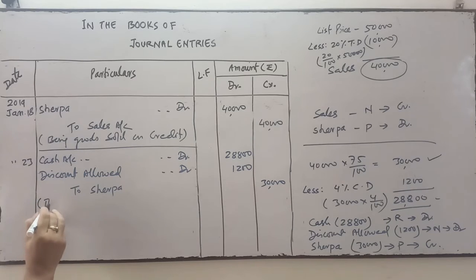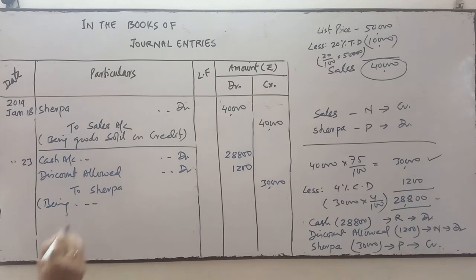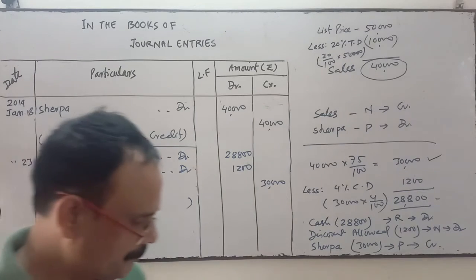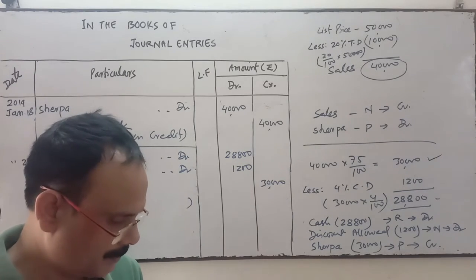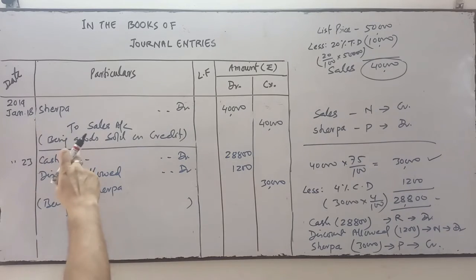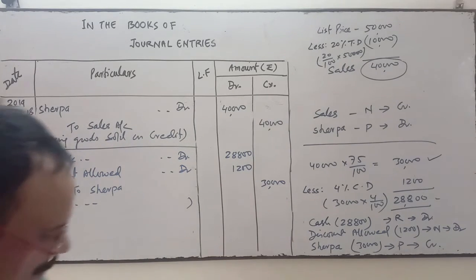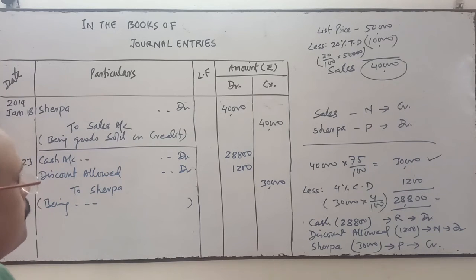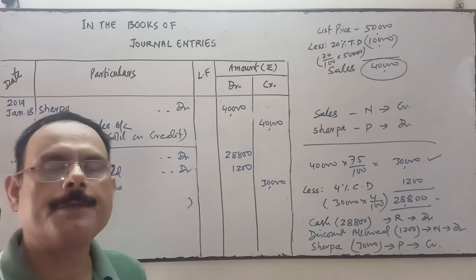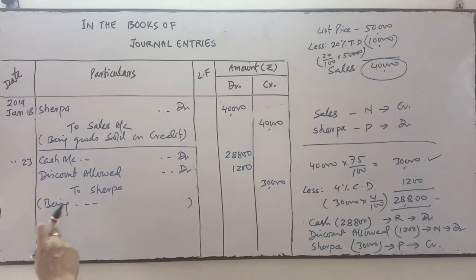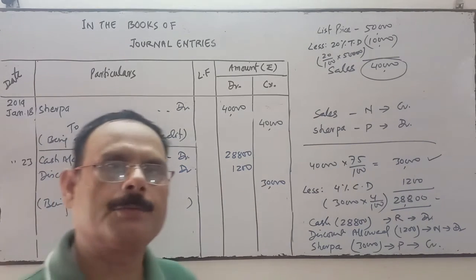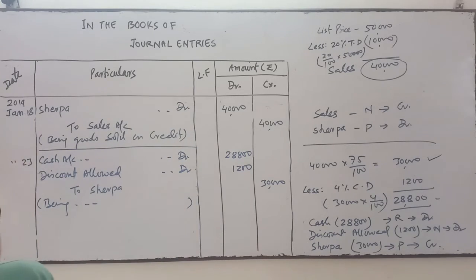So narration will be very simple. What will we write in narration? In narration we will write goods sold on credit. For this, 75% amount received from SARPA and allowed him 4% cash discount, being 75% amount received from SARPA and allowed him 4% cash discount. That's it. This will be the narration. Okay, is it clear? This will be the narration.